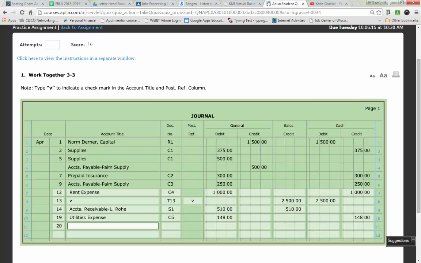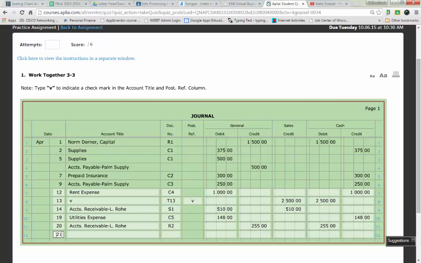The 20th, received cash on account from L. Rowe. Ellie, what two accounts are being affected? Which one is going to go in the account title? How is it going to be affected? As a debit or as a credit? Yep. Source document is R2, standing for a receipt. So we're going to be crediting accounts receivable L. Rowe because the amount that L. Rowe owes us is going down by $255 and cash is going up by $255. So cash is being debited.